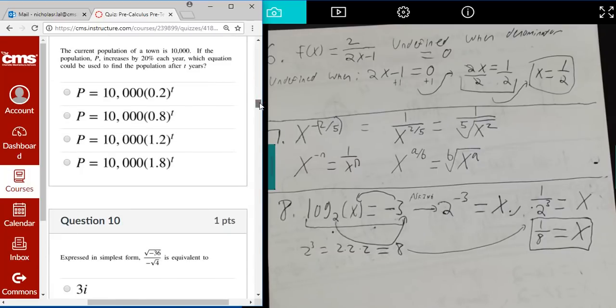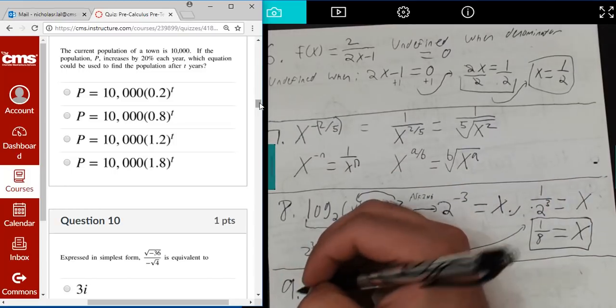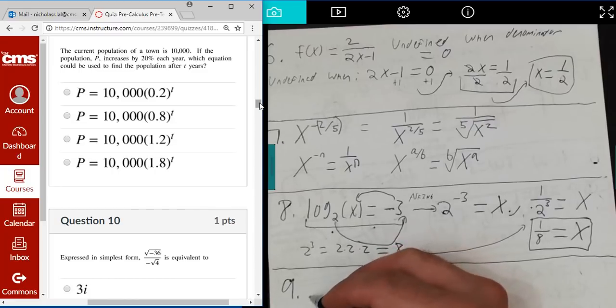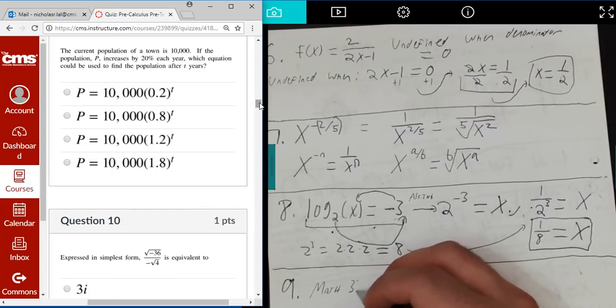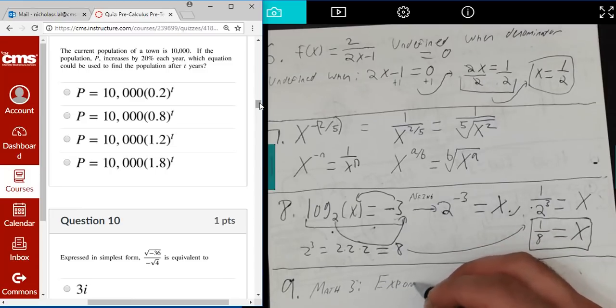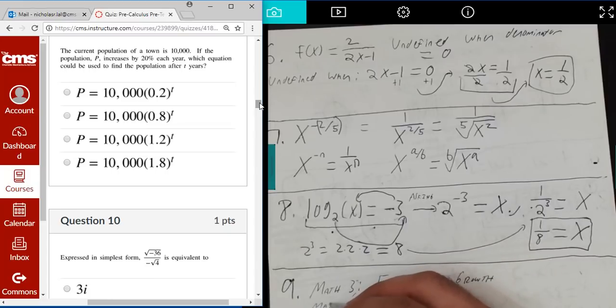Question 9. The current population of the town is 10,000. If the population increases by 20% each year, which of the following could be used to find the population after 2 years? So this is just a Math 3 standard, exponential growth. I think it actually also might be a Math 1 standard. Math 3 and Math 1.